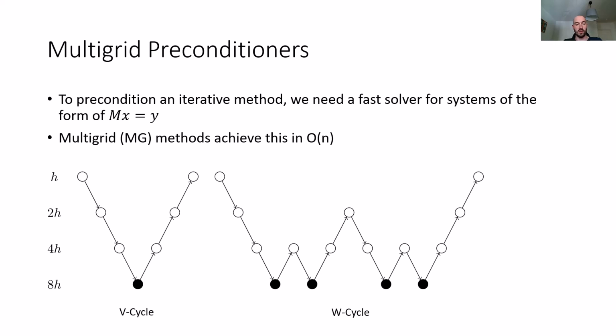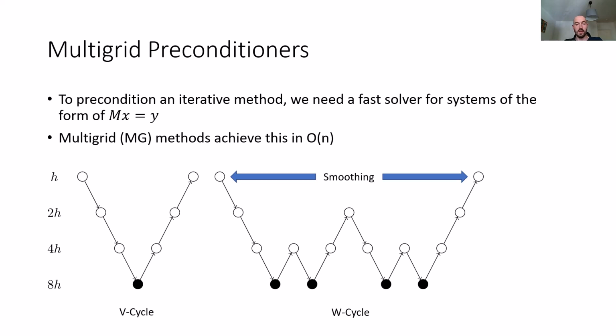So first of all, we can, for instance, apply a certain number of recursive descents on each level. So this leads to different cycle types. Usually one considers V cycles, W cycles, and also F cycles, which are not shown here, but we also consider them. And then second, we have different components.